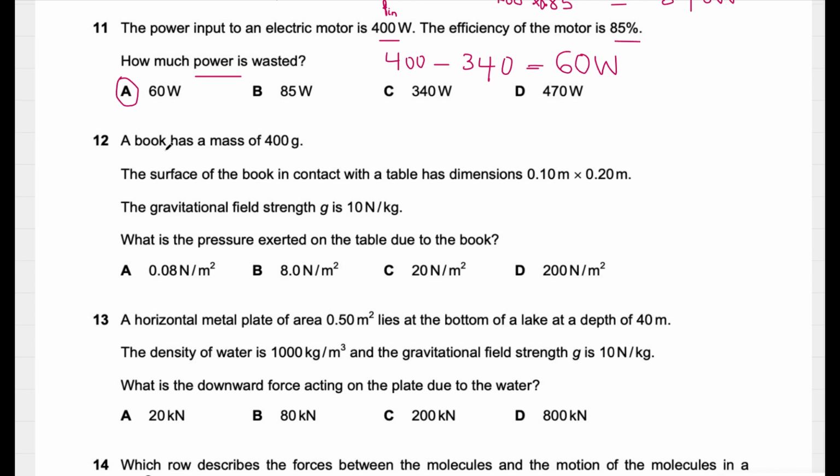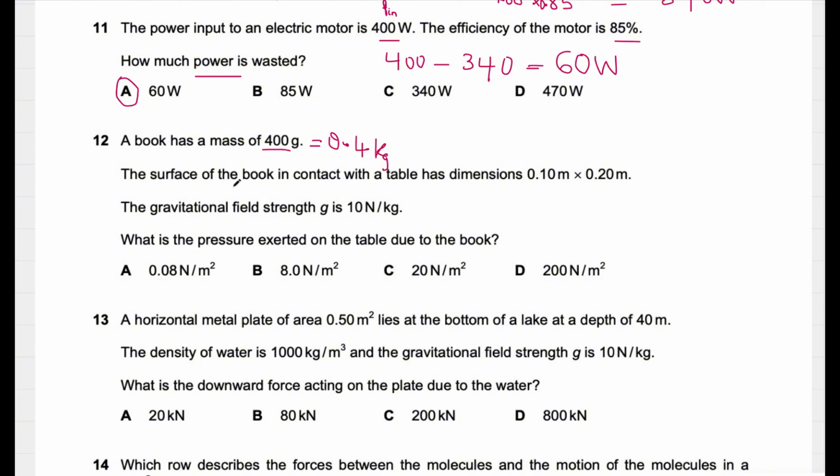Question 12 says a book has a mass of 400 grams. I think we all convert this mass to kilograms. So 400 divided by 1000, you get 0.4 kilogram. Okay, just to be on the safe side.